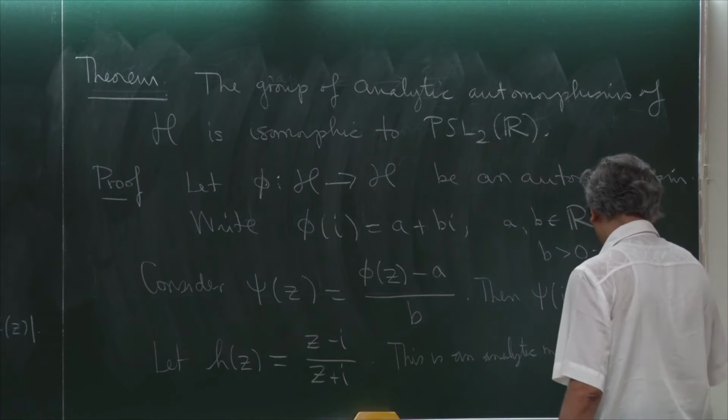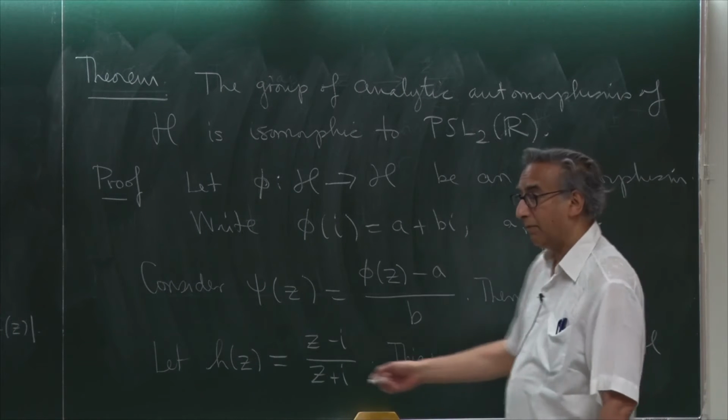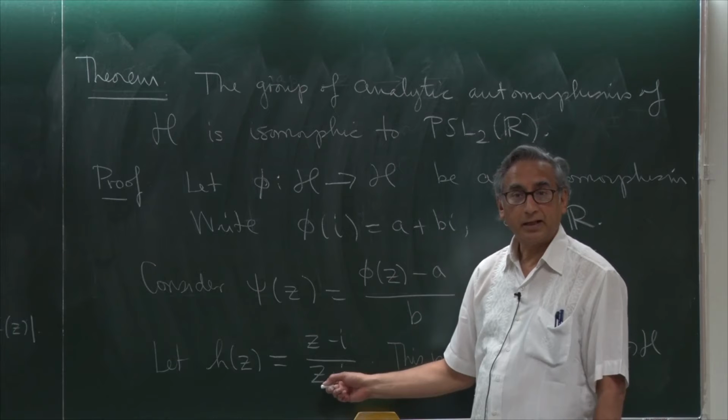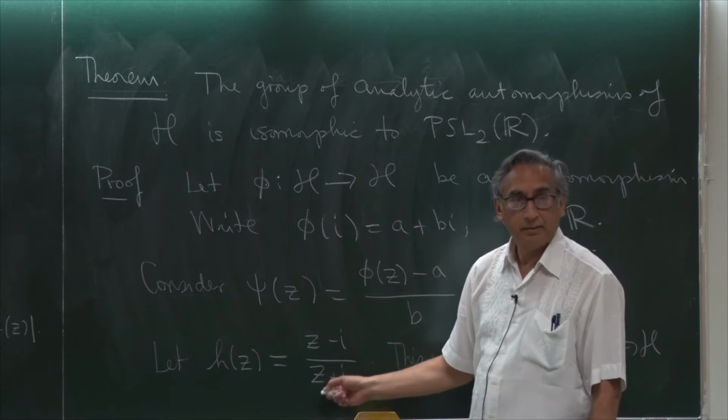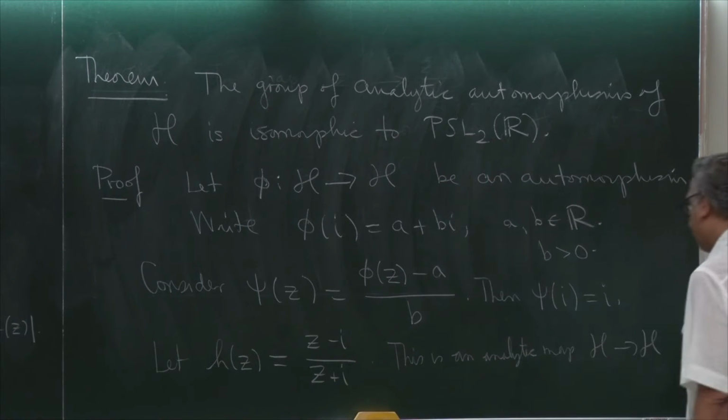From H to H. That's because the problem point is minus i, but we're not in the upper half. We're in the upper half plane, so minus i is not a problem. So it's an analytic map.